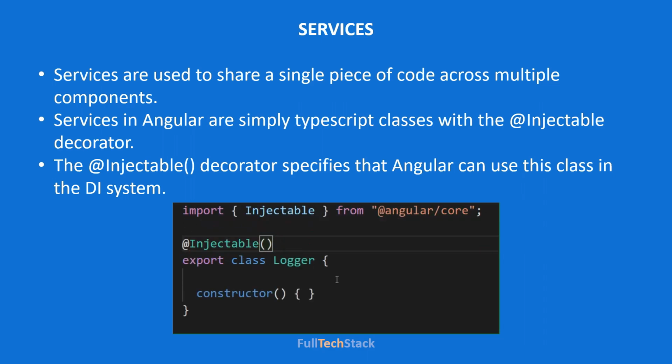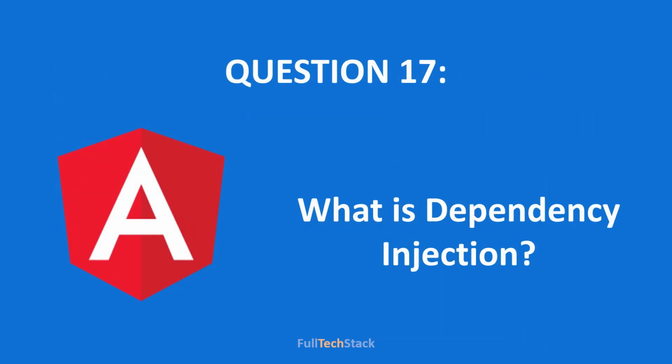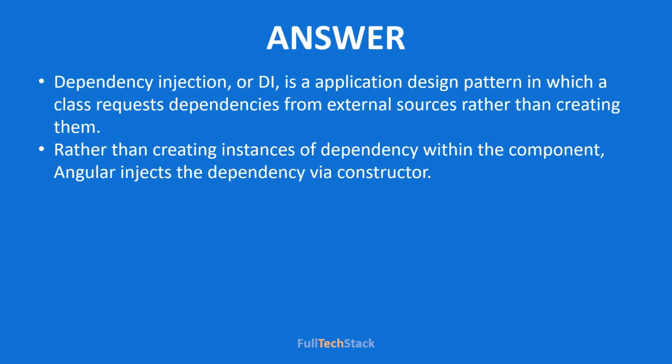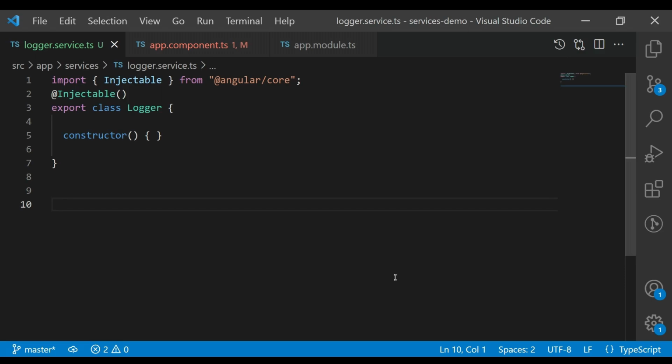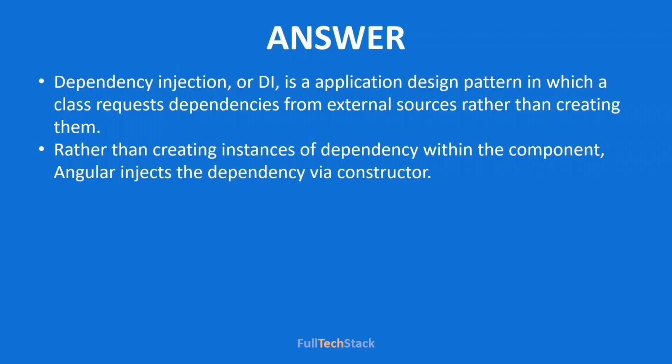Next popular question that you will have to face in almost every interview directly or indirectly is: what is dependency injection? Dependency injection is actually an application design pattern in which we inject our service via constructor instead of instantiating it within the class. For better understanding, let us look at this snippet. Here we have a class logger which is decorated with injectable decorator, which makes it a service.